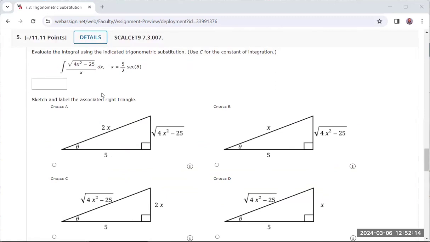What about the next one? Okay, so this one's a little bit more sensitive because we've got the 4x squared minus 25 inside the square root. That's a slightly unconventional form. One way to see this is you could factor out a square root of 4 from this.